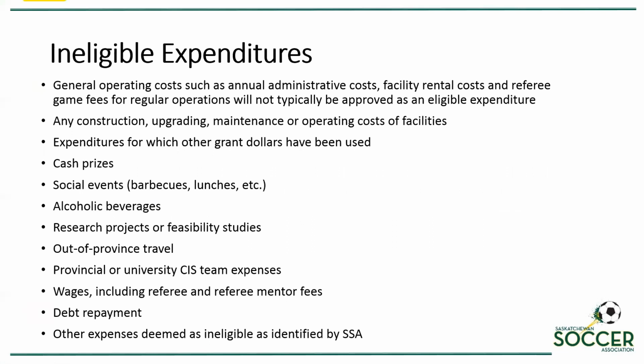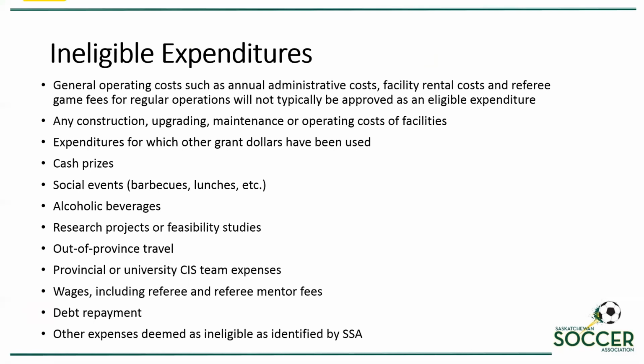This is a list of ineligible expenditures. These expenditures would not have been approved on your application and are not eligible to be submitted on the follow-up. General operating costs, which include administrative costs, facility rentals, referee game fees, etc. Any construction, upgrading, maintenance, or operating costs of facilities.